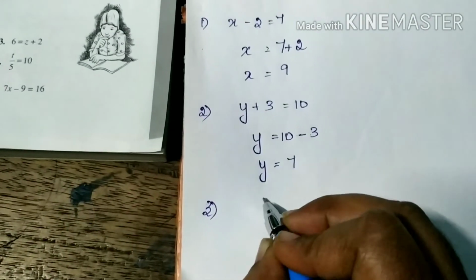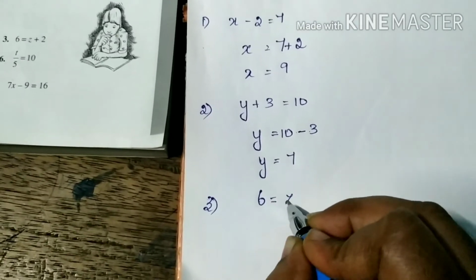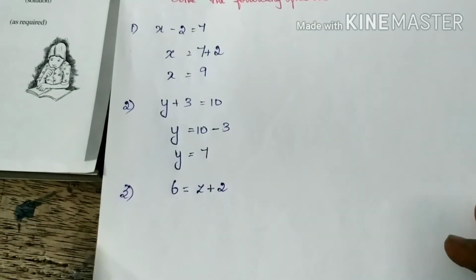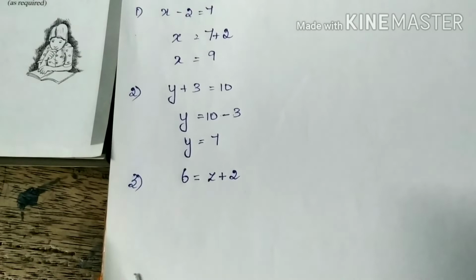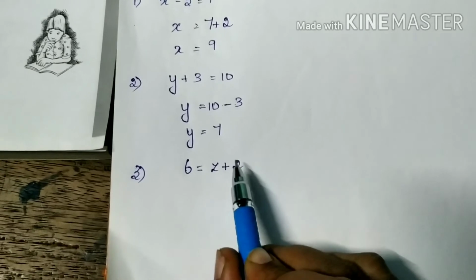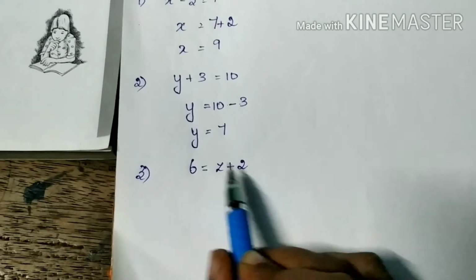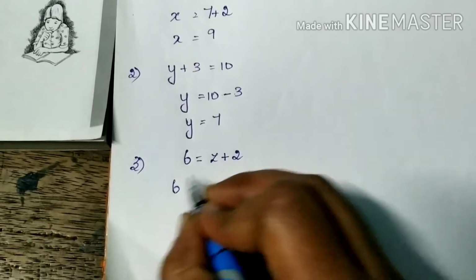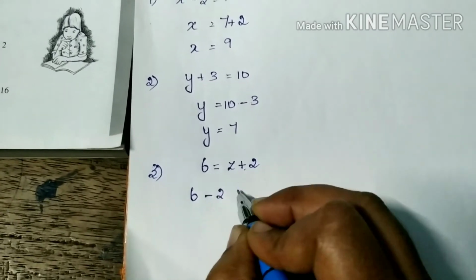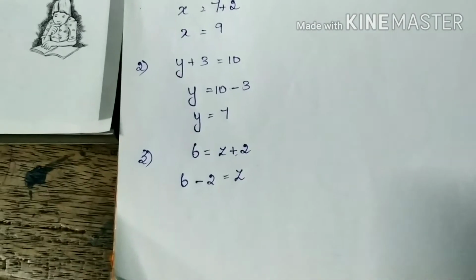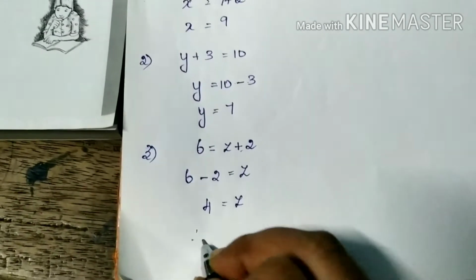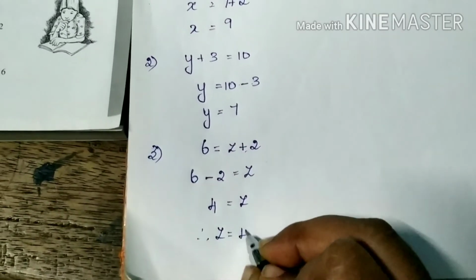Third question is 6 is equal to z plus 2. So you have to find the value of z. To find the value of z, you need to take this constant to the other side. So the plus 2 will come this side as minus 2. The z alone is there. Now 6 minus 2 is equal to 4. Therefore, z is equal to 4.